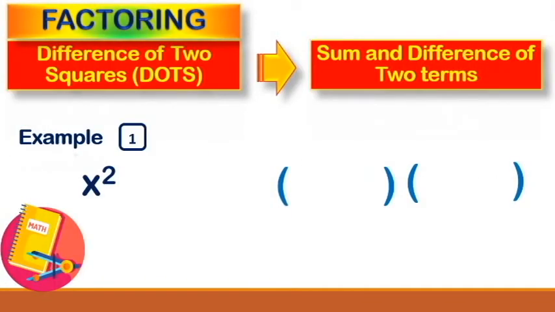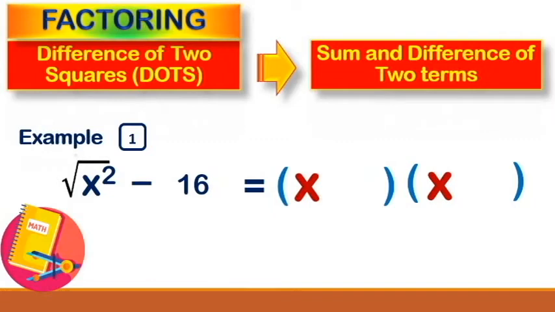Let's try example number 1. We're going to get the factors of x squared minus 16. What are we going to do? So first, we're going to get the square root of x squared. So the square root of x squared is x, since x times x is equal to x squared, and the square root of 16 is 4, since 4 times 4 is 16. So writing the answer as a sum and difference of two terms, we have the quantity x plus 4 times the quantity x minus 4, which is the final answer.